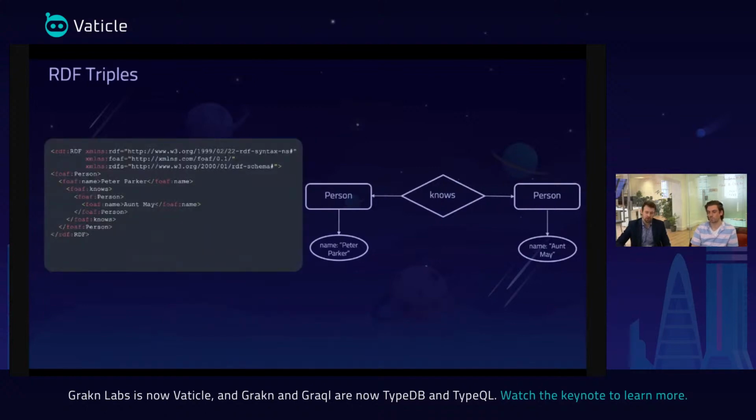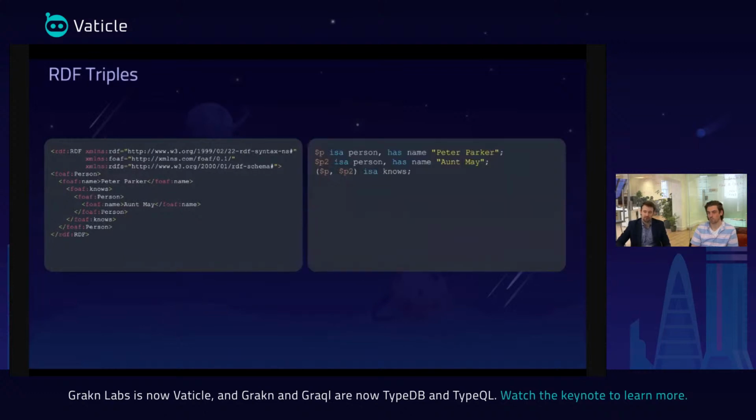So how does this look in code? Now, the XML version of this triple looks like so, and in TypeDB, the query would look like the following. Now, for anyone who's shouting, we will also be looking at other types of serializations, not just XML, but also Turtle. So what we have here is we have effectively modeled on the right two person entities connected through a relation, knows.